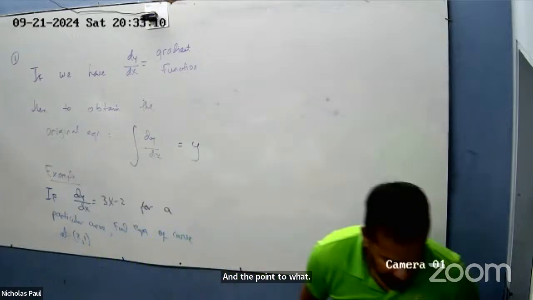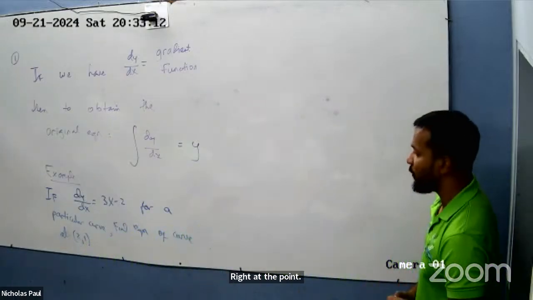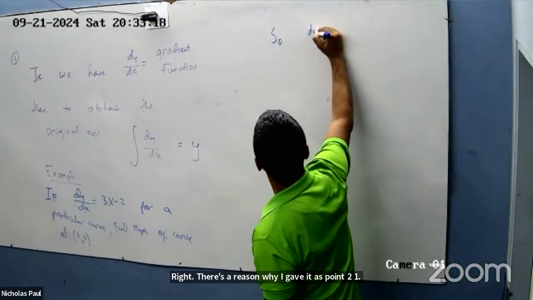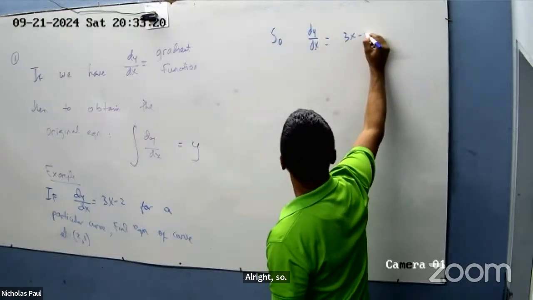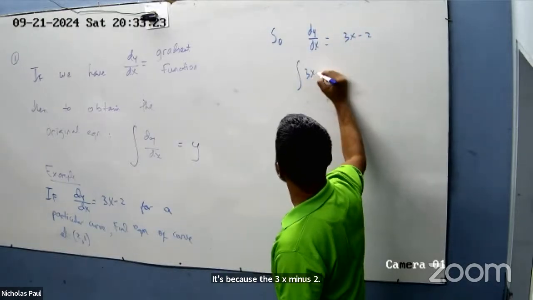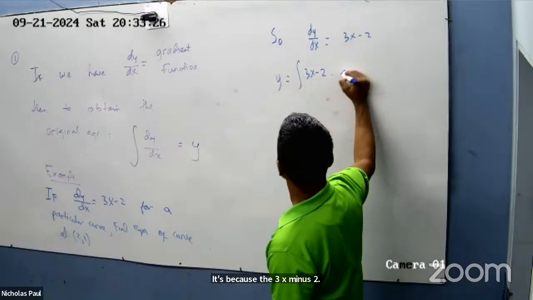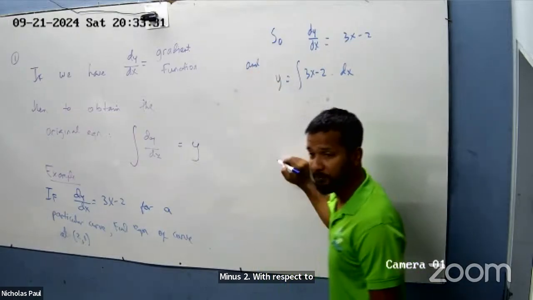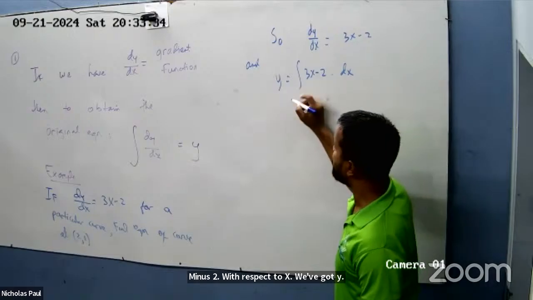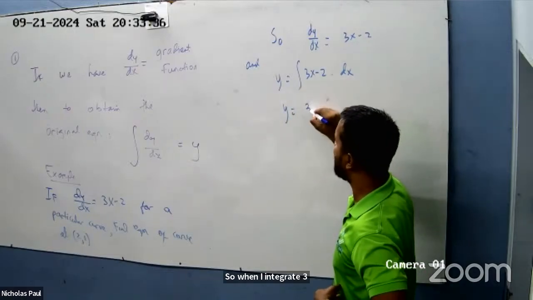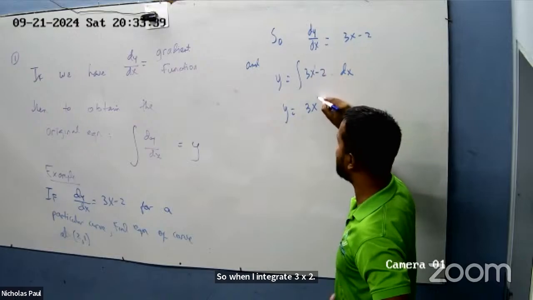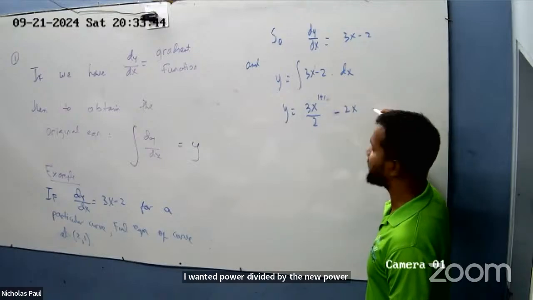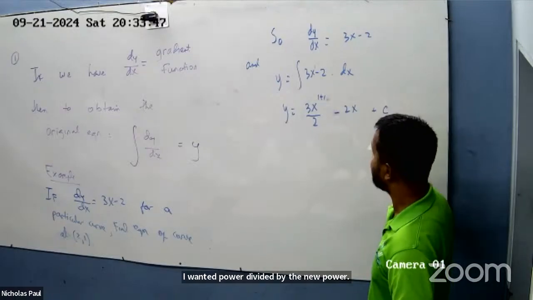There's a reason why I gave it as (2, 1). So we know dy/dx is equal to 3x minus 2. If we integrate 3x minus 2 with respect to x, we'll get back y. So when I integrate 3x minus 2, that'll be 3x to the power 1, add 1 to the power, divide by the power, minus 2x plus c.